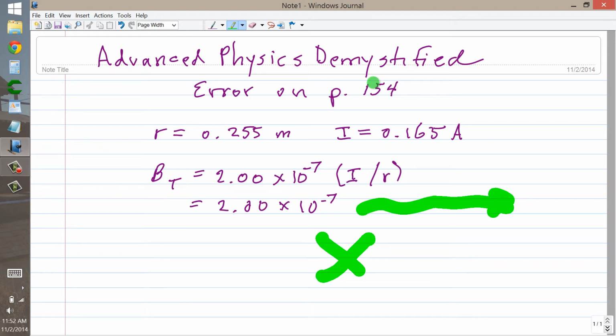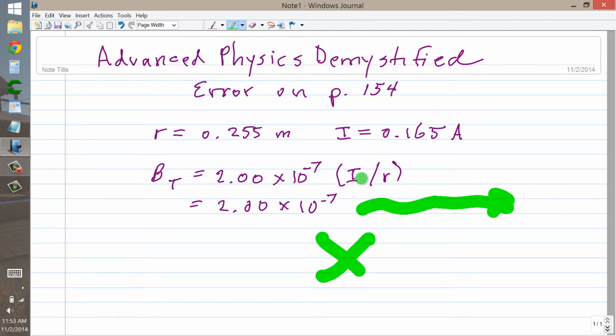Well, the solution proceeds using the formula. The flux density in Teslas, B sub t, equals 2.00 times 10 to the minus 7 times I over R, where I is the current in the wire in amperes, and R is the distance from the wire in meters. Well, we have to convert R to meters: 0.255 meters, that's 255 millimeters, and the current 0.165 amps, because that is 165 milliamps.